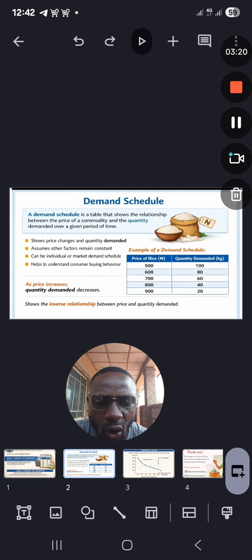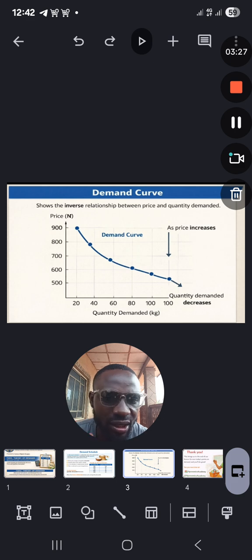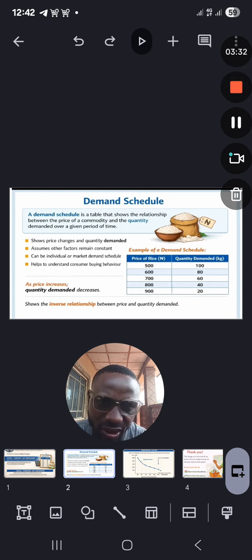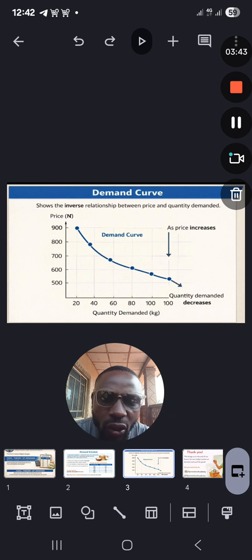The demand curve is simply the graphical representation of what we have in our demand schedule. From what you see here in the demand schedule, prices of rice and quantity demanded in kgs, it is just representing it in graph form. So our demand curve shows a graphical representation of the demand schedule. This demand curve shows the inverse relationship between price and quantity demanded.